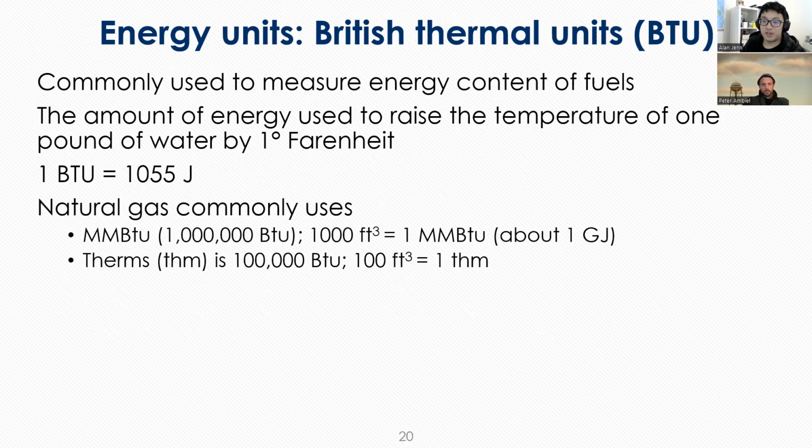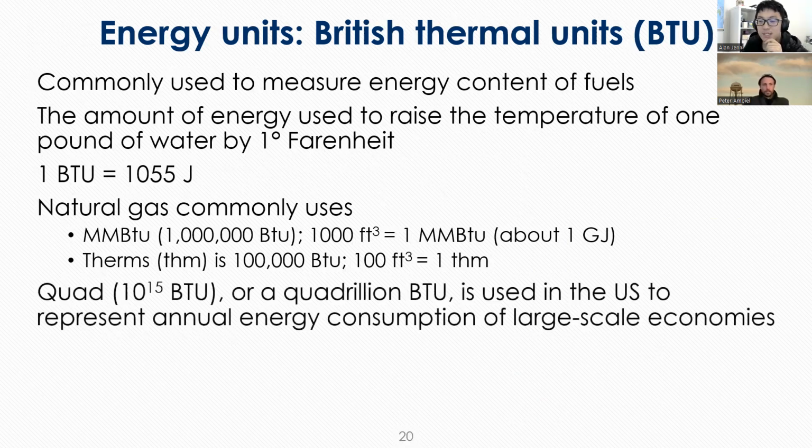There's another unit called therms, which can be used to describe the energy content of natural gas as well. So 100,000 BTU is equal to a therm, so 10 therms to an MMBTU, and that's about 100 cubic feet of natural gas. The last one related to BTUs that's very common is known as a quad.